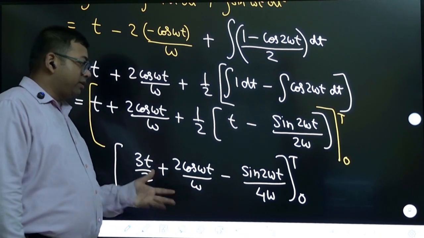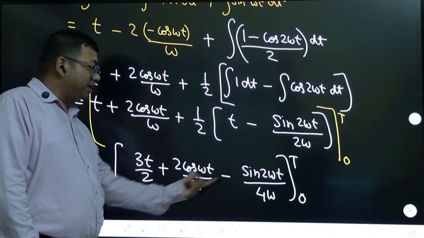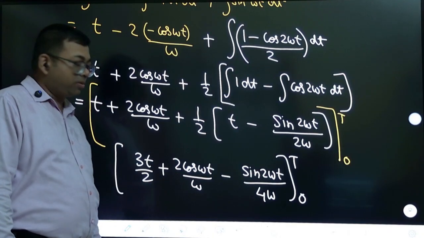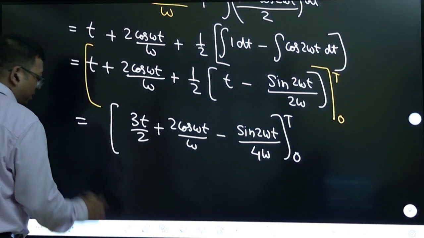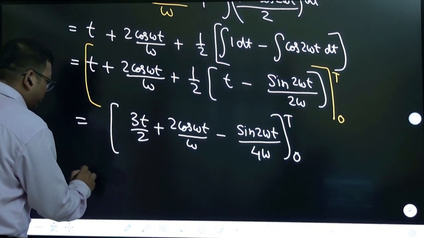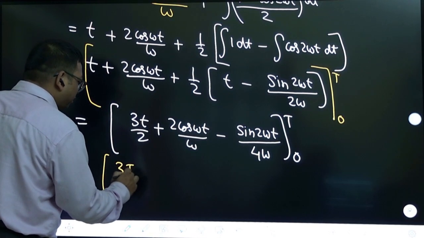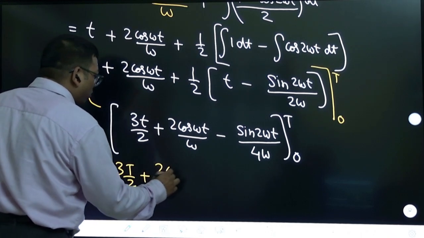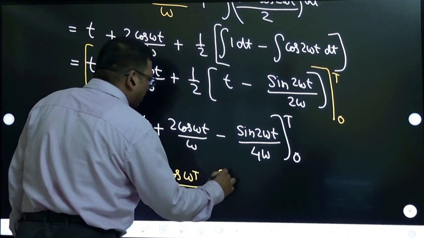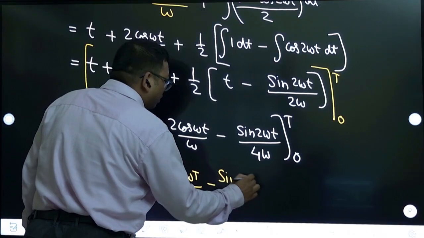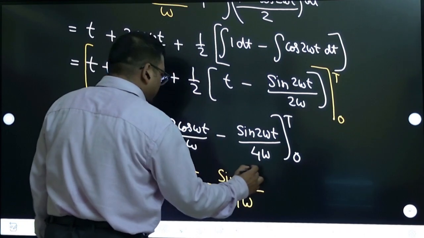You can do it, that's okay. But this is sine and cos, we are keeping it separate. You can take LCM also, that's no problem. But let us now substitute upper limit values. So in this expression, the upper limit gives 3 capital T by 2 plus 2 cos omega capital T by omega minus sine 2 omega capital T by 4 omega. This is the upper limit.